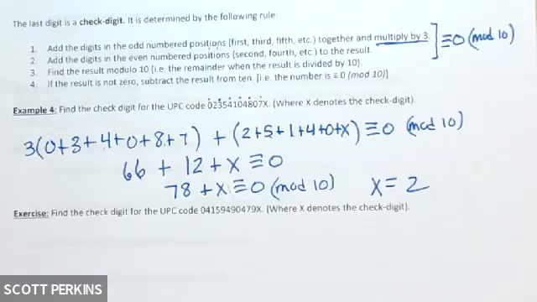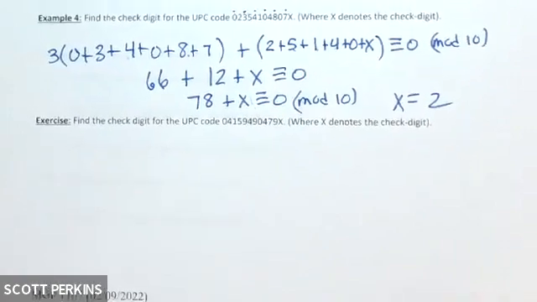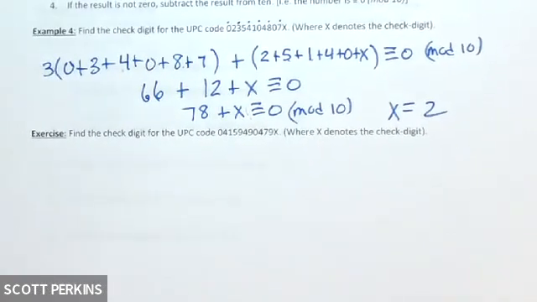So far, so good? All right, then please do the same thing for the number right below. I've given you the first 11 digits. Figure out the 12th digit to make that a valid UPC.